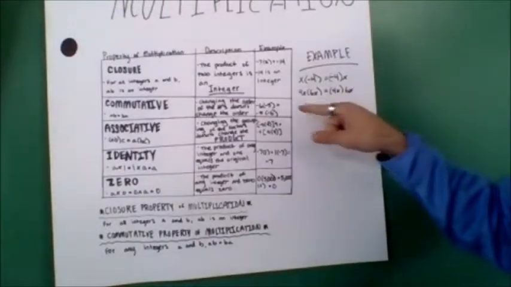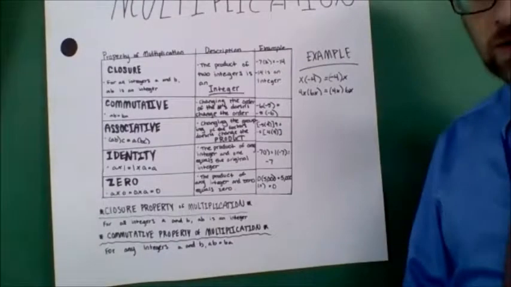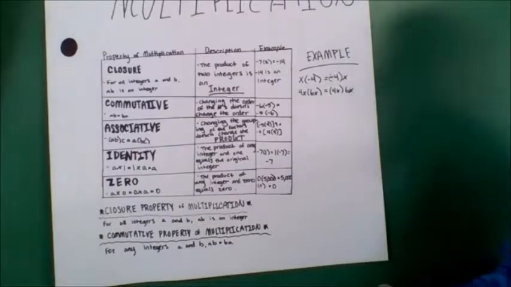Commutative, remember you can change the order. Associative is you're changing the grouping of the factors. So they're still in the same order, you're just changing the grouping. And you can see their examples are right over here. You also have examples in your book. You should be following along in your book. I don't know how to make that more clear.